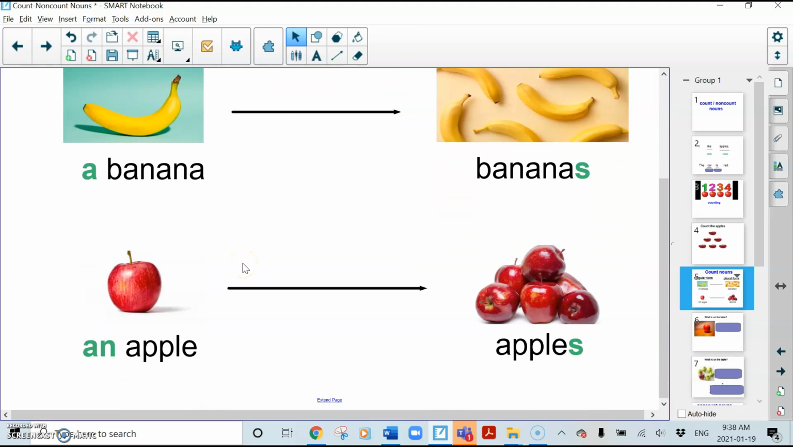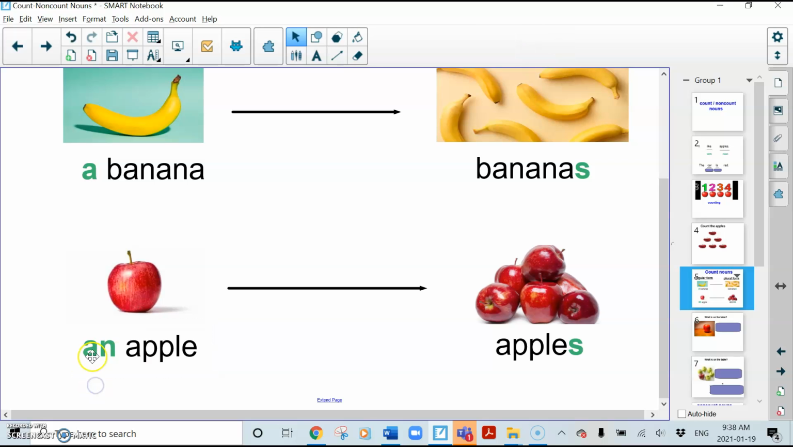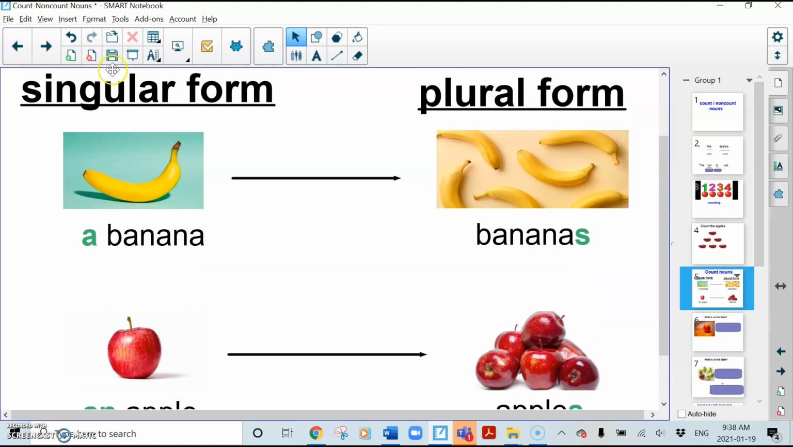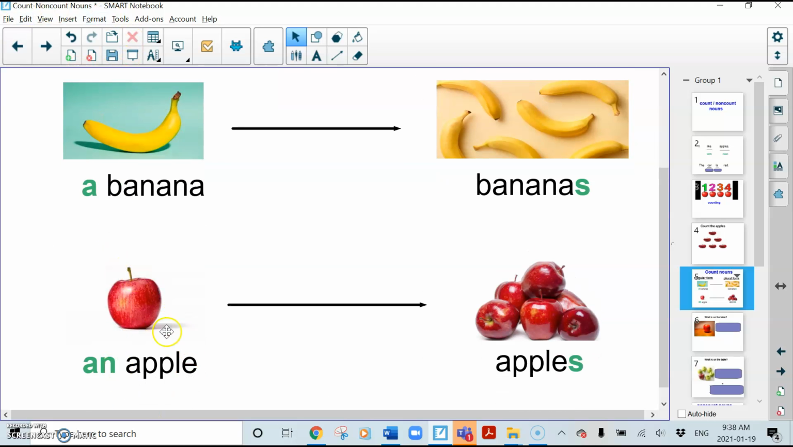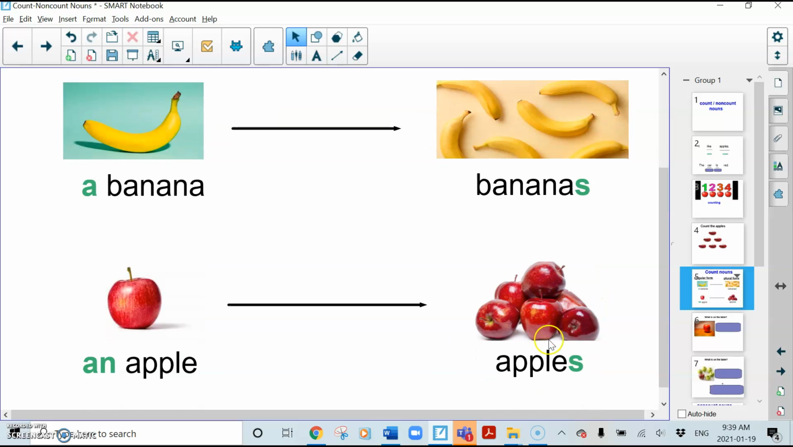Or for apple, we say an apple because we have a vowel here at the beginning. So we don't say a apple, no good. We say an apple. Singular form, an apple. Plural, many apples, we use s. Apples.